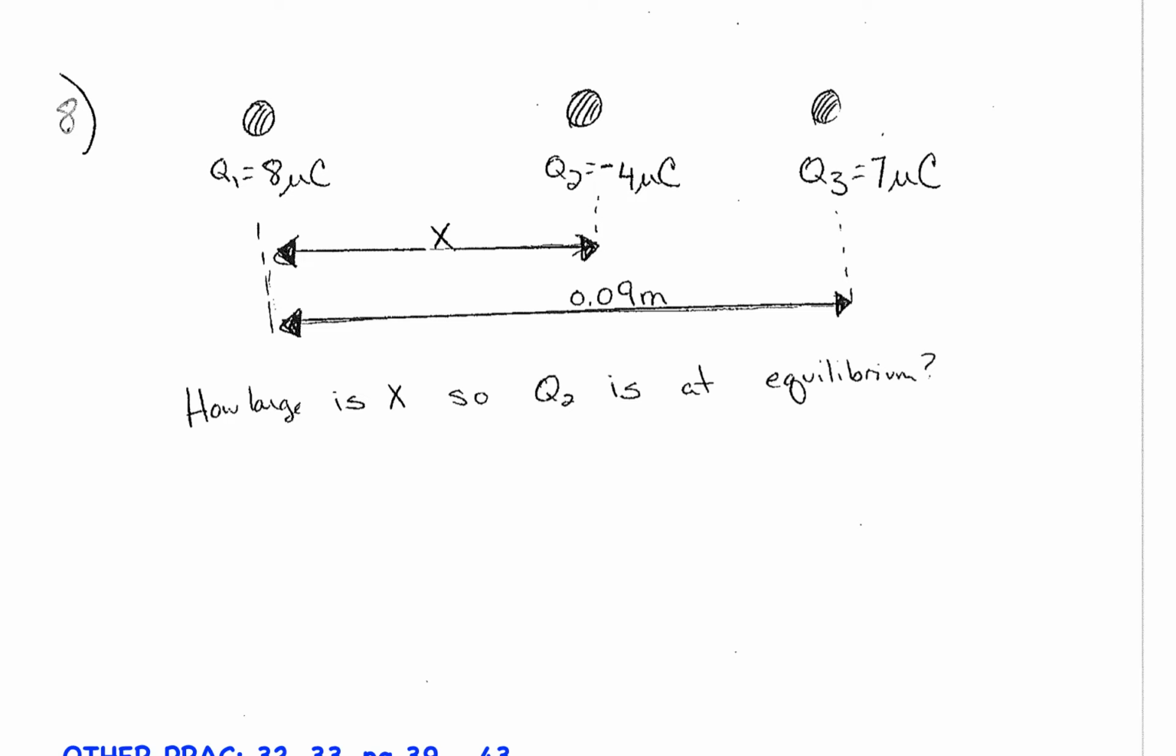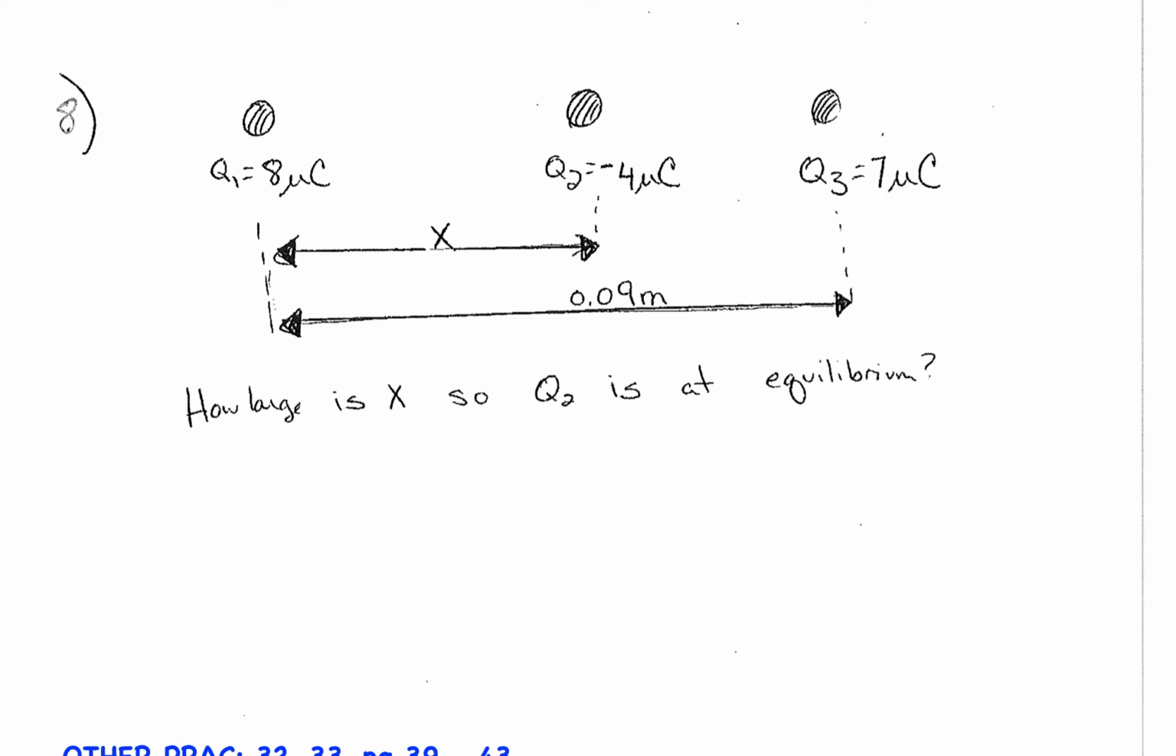Hey Honors Physics, a couple of you requested another chance to review how to solve systems of charges. What we mean by that is three charges in a line when we don't know the exact position of the middle charge. So what we're trying to find is where we would put charge 2 relative to charge 1, how far over, so that Q2 is at equilibrium with the two other charges that are pushing or pulling on it.